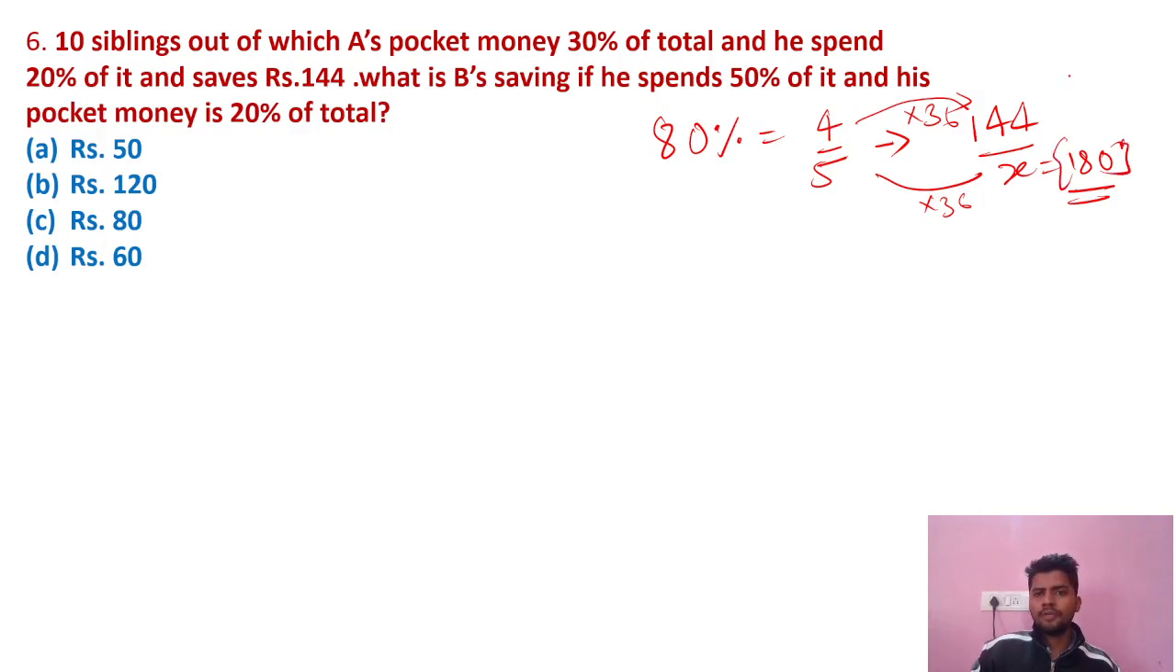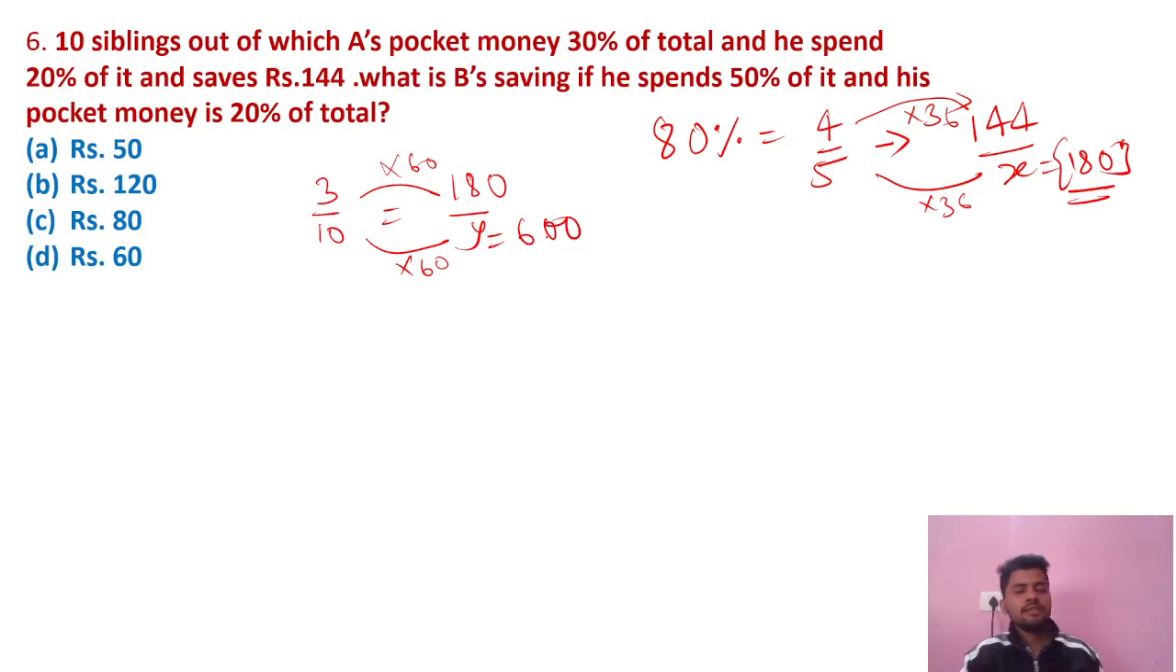We get A's pocket money, and A's pocket money is 30% of the total, meaning 3 upon 10 of the total. Total is y. 180 is 3 upon 10 of y, so y will be 60 times 10. So it will be 600. So the total siblings' pocket money is 600. Now what is B's pocket money? It is 20% of 600. 20% means 10% is 60, 20% is 120. So B's pocket money is 120 rupees.